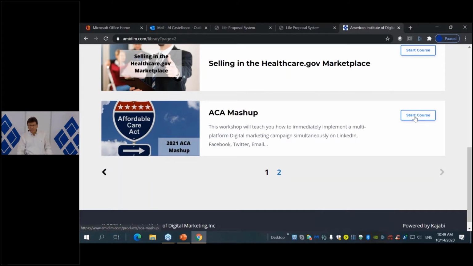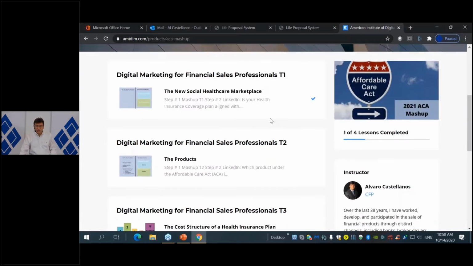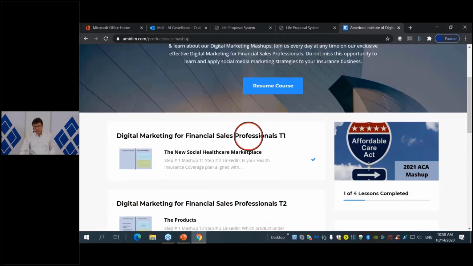So I'm going to do that. I'm going to start the course. So it's going to take me now into the course. Now, we have been doing it for a couple of weeks now. So it shows me where supposedly it tells me that I completed week 1.